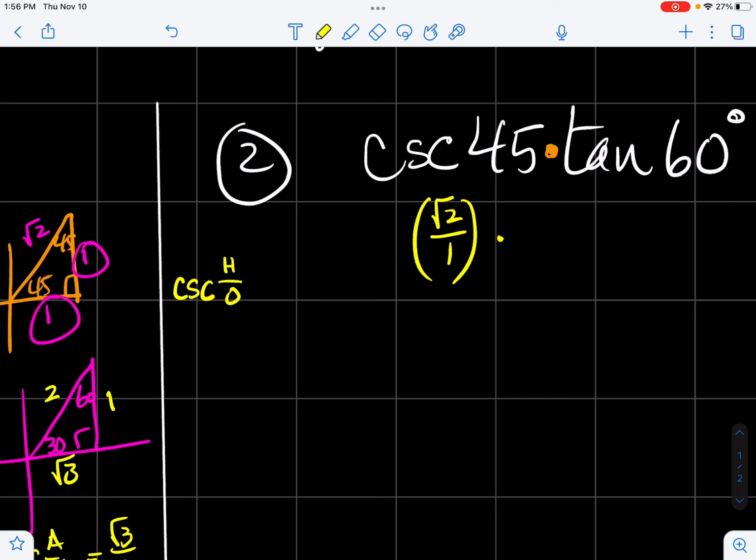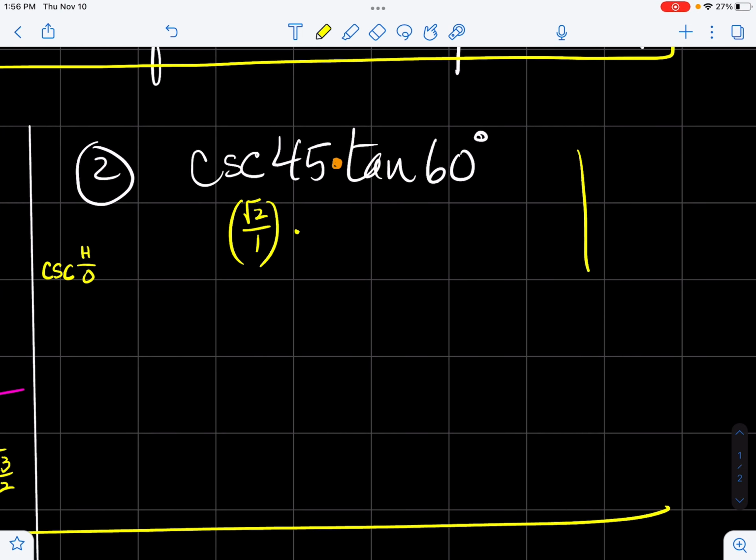60 degrees. And let's draw a 60-degree angle. 60 would again be in the first quadrant. And that's a 60, 30, 90 triangle. Opposite to 30 would be the smallest side. Hypotenuse is twice of that. Leftover is root 3. Tangent is opposite over adjacent, TOA.